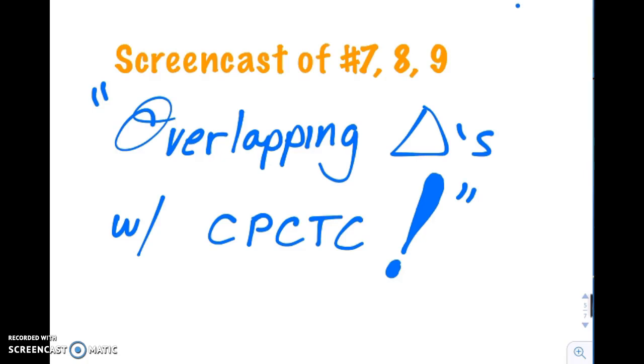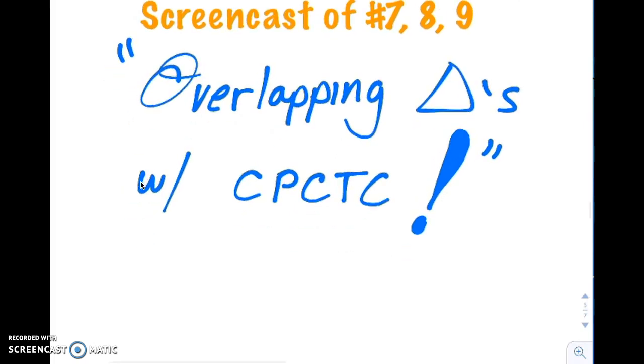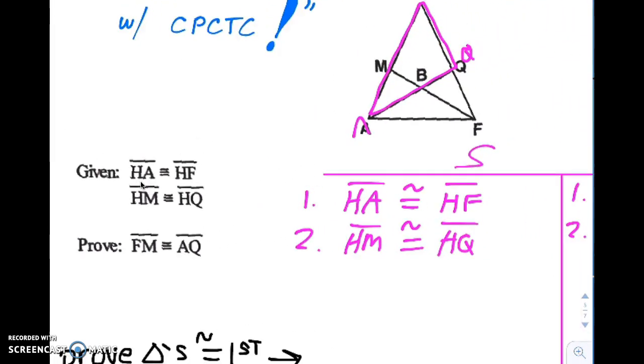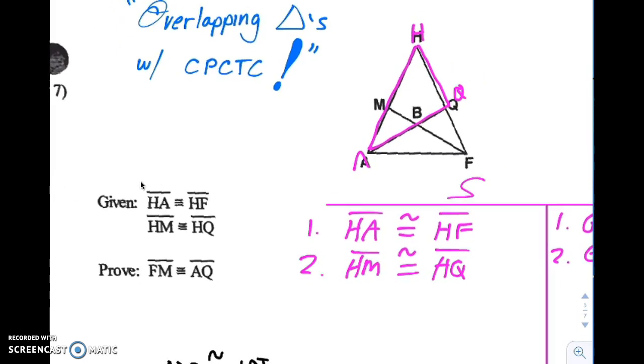Okay, so I'm going to screencast numbers 7, 8, and 9, and that's what you'd be ultimately responsible for tomorrow. You notice these are all overlapping triangles, and they all have something to do with CPCTC, because none of them are asking you to prove triangles, they're asking you to prove a part, like FM is congruent to AQ. So let's look at the first one here, number 7.